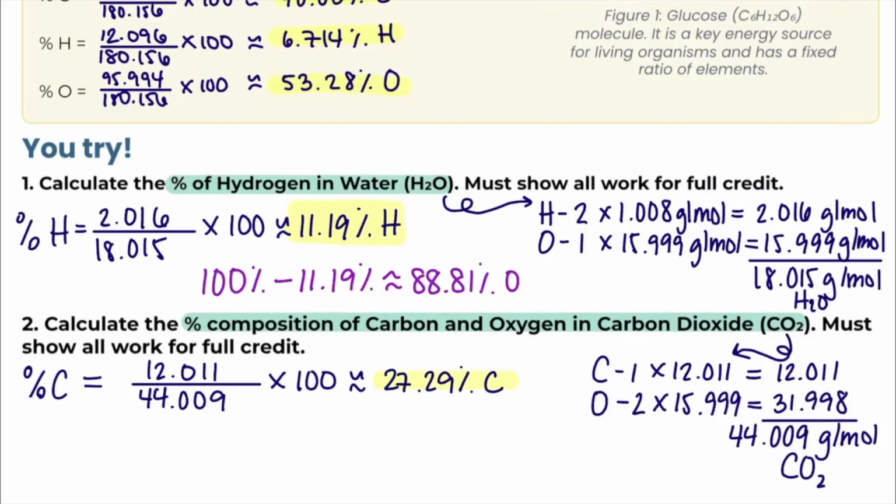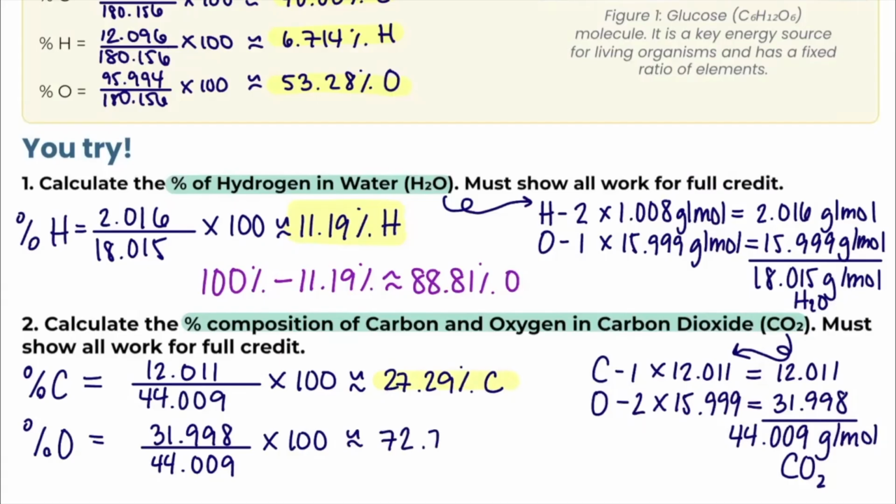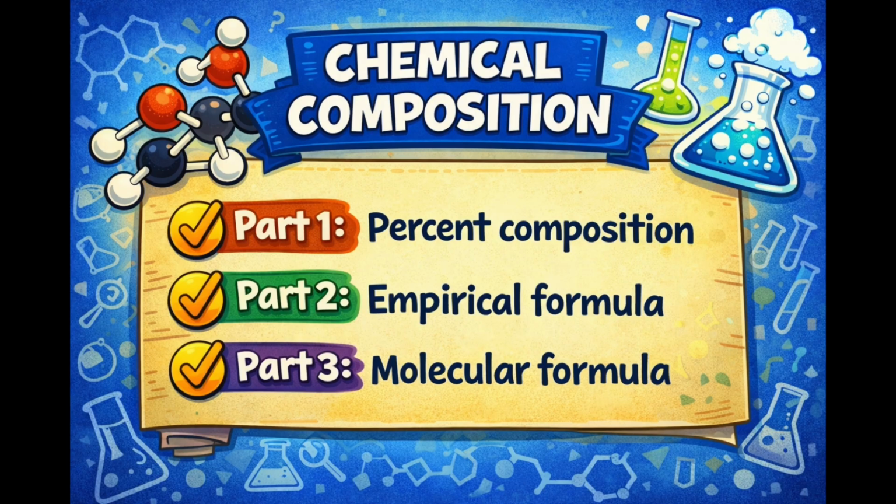And then for oxygen, right, there's 2 oxygens present multiplied by 15.999. So the mass of oxygen is 31.998 grams per mole. Divide that by the total molar mass of CO2, which is 44.009, multiplied by 100, and you should get about 72.71% of oxygen by mass. And together, they add up to about 100%. Okay, and that's percent composition, you guys.